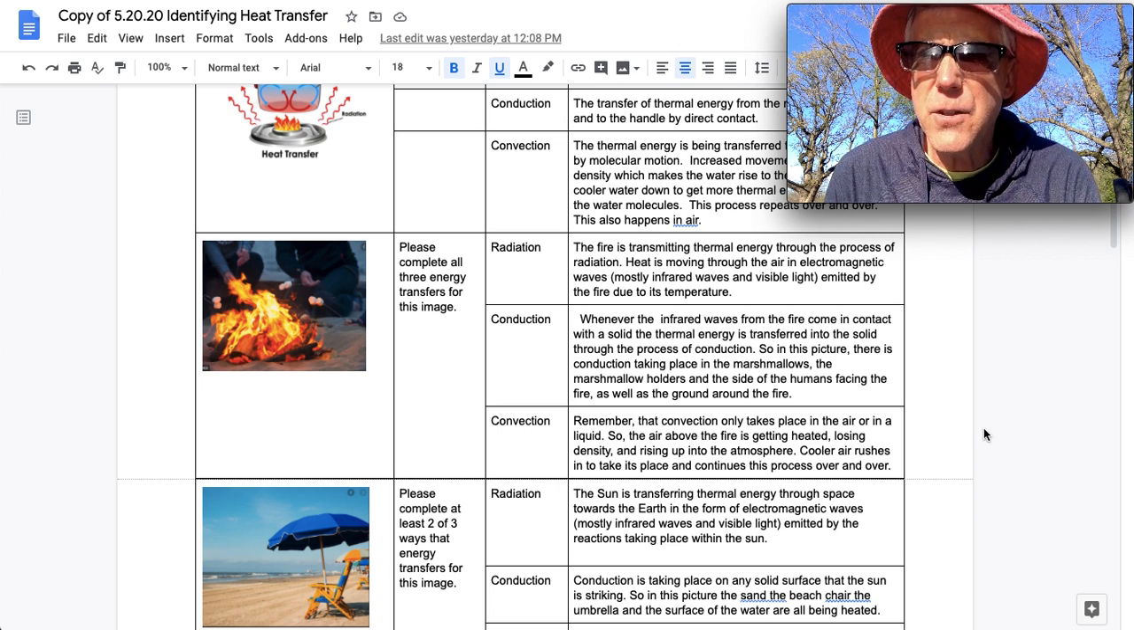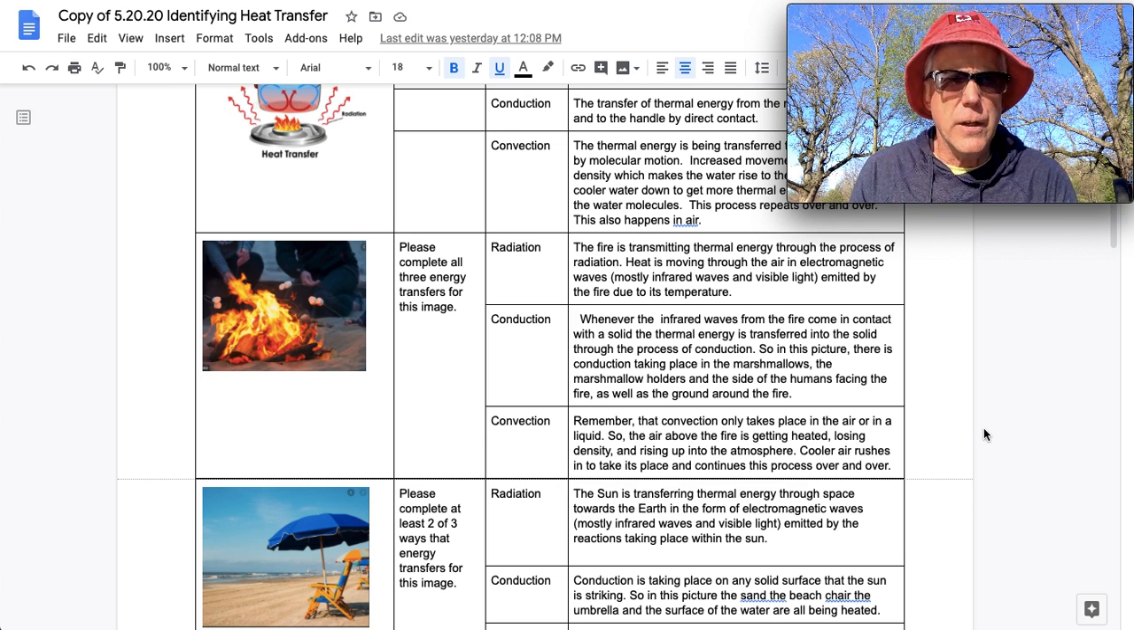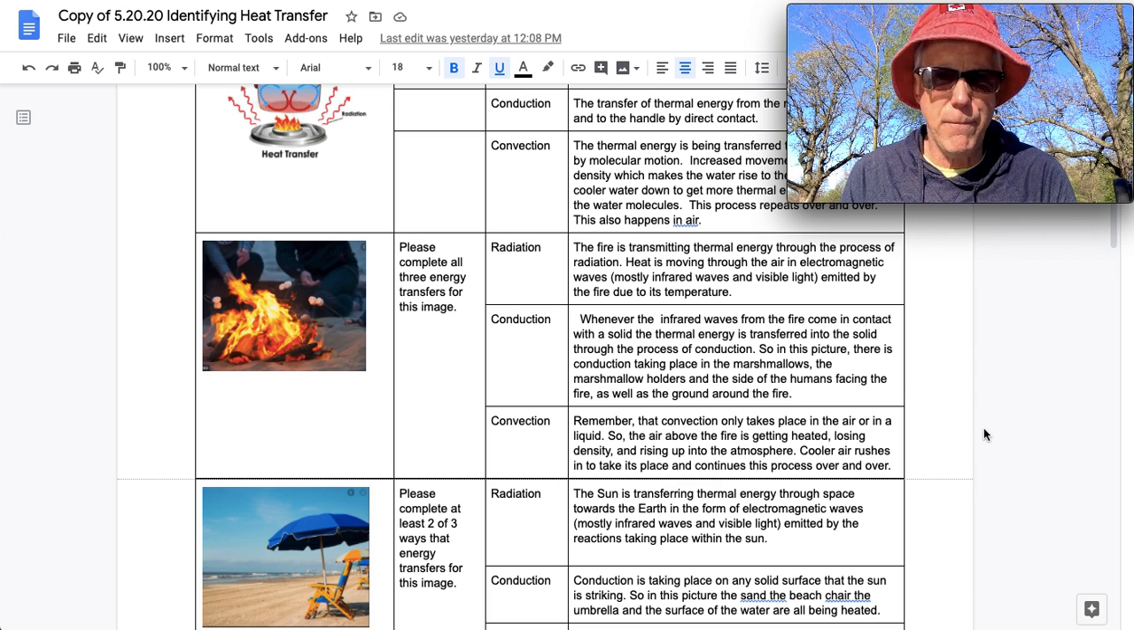Okay, let's talk about this worksheet identifying heat transfer. Obviously we gave you the example of the pot. So I'd like to start with the campfire. As far as radiation goes, the fire is transmitting thermal energy through the process of radiation.